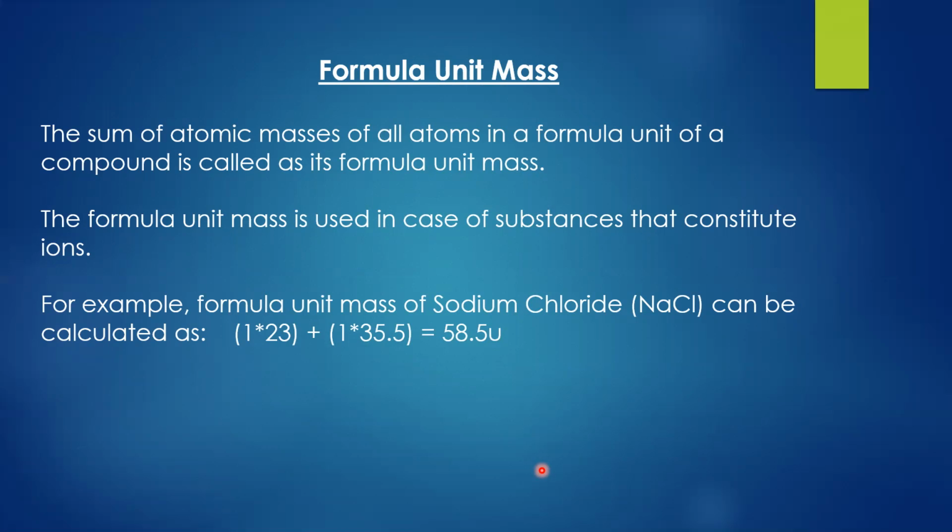Sodium atomic mass is 23, chlorine atomic mass is 35.5. 1 into 23 because it contains only one sodium atom, whereas 1 into 35.5 because it contains only one chlorine atom in sodium chloride. Hence, the resultant mass is equal to 58.5. Therefore, we can say the formula unit mass is equal to the molecular mass.